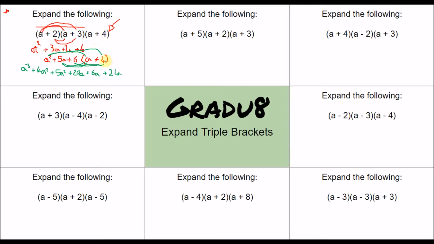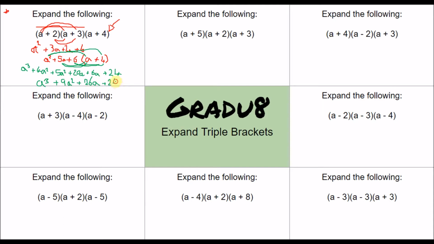I then uncovered this a plus 4, put it on the end here, and I've just expanded everything. So obviously you've got a really, really long expression now. I'm going to try and simplify it. So I've got a to the power of 3. I've got 4a squared plus 5a squared, so that's going to give me 9a squared. I've got 20a plus 6a, so that's going to give me 26a. Wow, look at all this working. And then to finish off with, you've got that plus 24. So, loads and loads of steps.